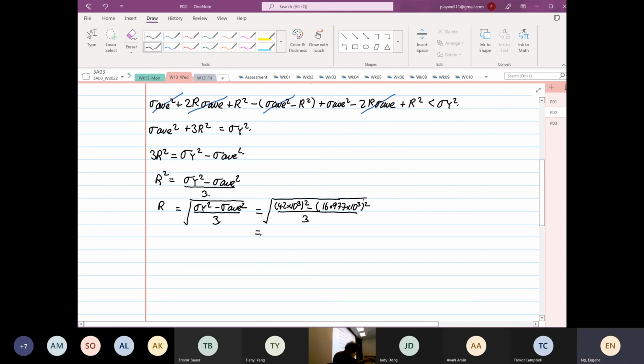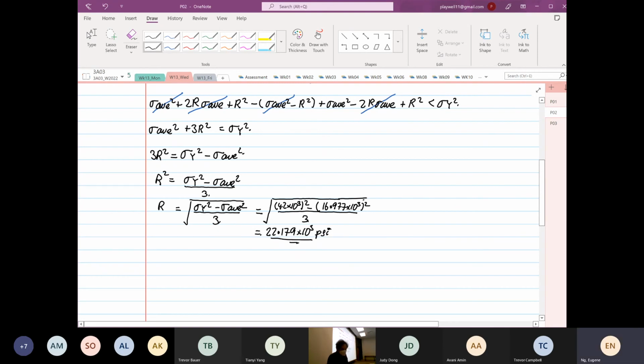So this is equal to 42 times 10 to the power 3 squared minus 16.977 times 10 to the power 3 squared, divided by 3, square root. The whole thing is equal to 22.179 times 10 to the power 3 psi.